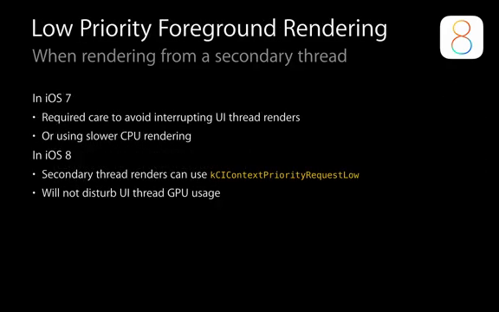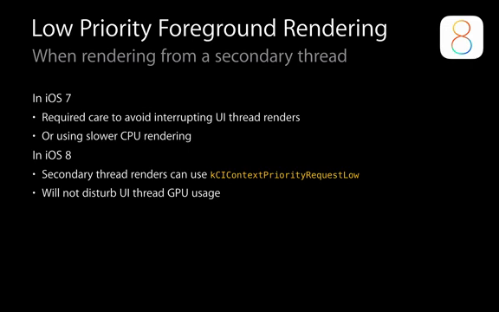Another great improvement we have is that oftentimes you want to do rendering in the foreground when your app is in the foreground, but do it from a secondary thread in a polite manner. So if your application is showing one thing and then doing something on a secondary thread using Core Image, on iOS 7, that required care in order for the secondary thread to avoid causing glitches for the foreground thread. And of course, the only surefire way to avoid that was to use Core Image's slower CPU render.